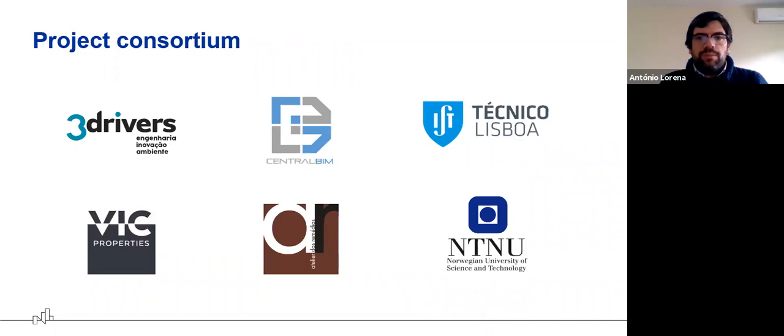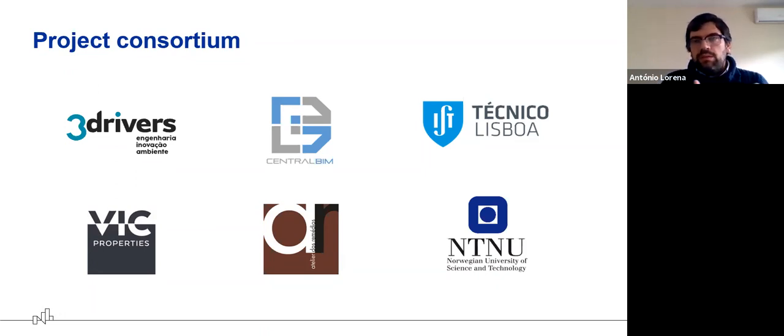So just to quickly mention the partners. We are 3 drivers, an environmental consultancy company focused on environmental assessment. For the past few years, we've been working on this concept of circular construction. We have Central BIM, focused on building BIM models and all of the services that go along with it. Of course, we have IST, a top engineering university in Portugal. We have 2 departments, IN+, more focused on the environmental assessment and industrial ecology approaches, and also Ceres, which has expertise on BIM, but also on LCA applied to the construction sector.